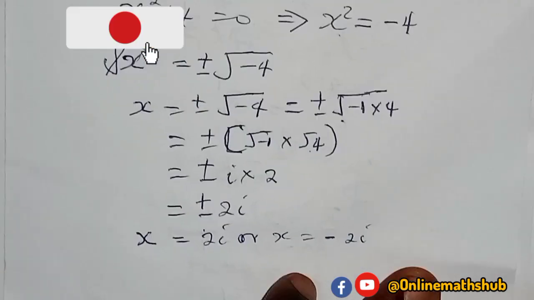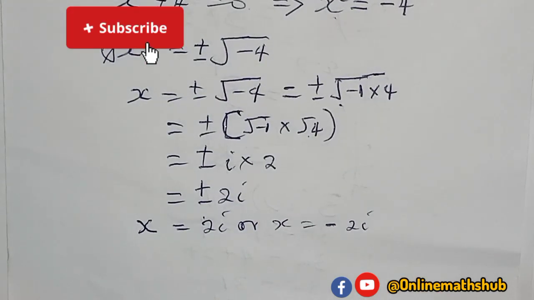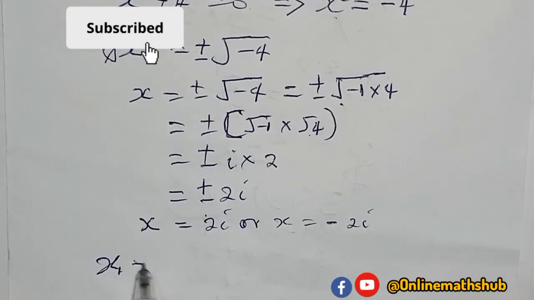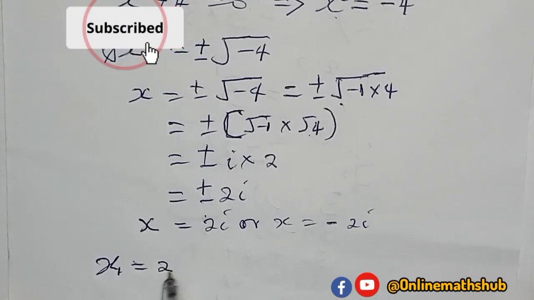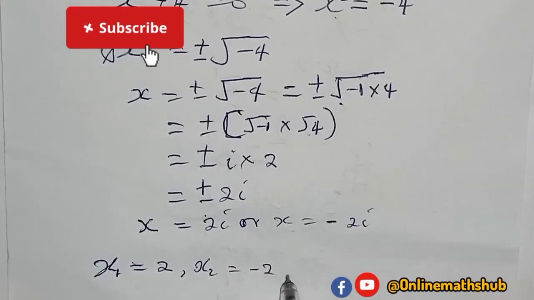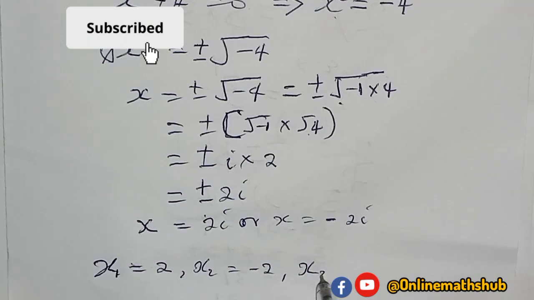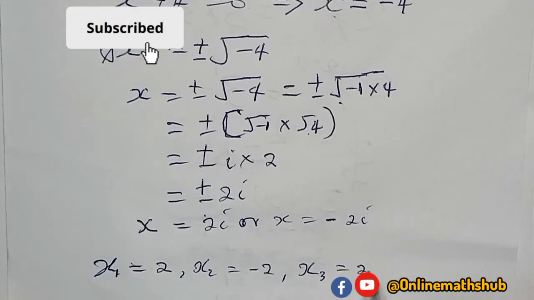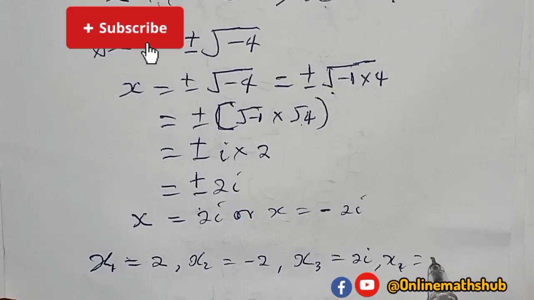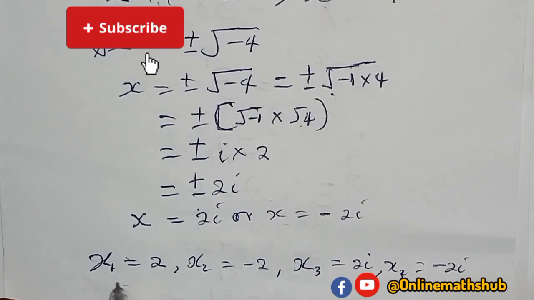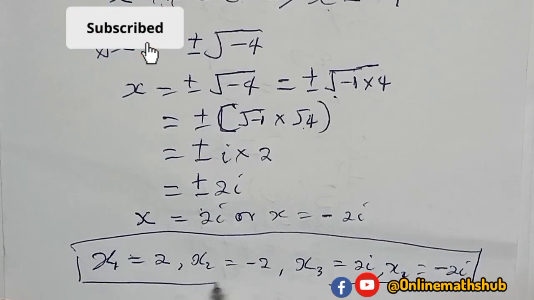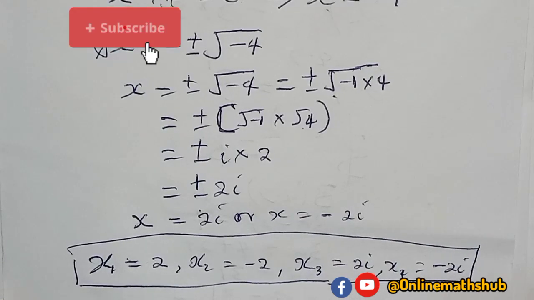So putting all the values of x together, we can get the four values of x as: number one, our x1 is equal to positive 2. Our x2 is equal to negative 2. Our x3 is equal to positive 2i, and our x4 will be equal to negative 2i. So these are all the values of x that make that equation hold. So this is how you can solve this kind of problem.